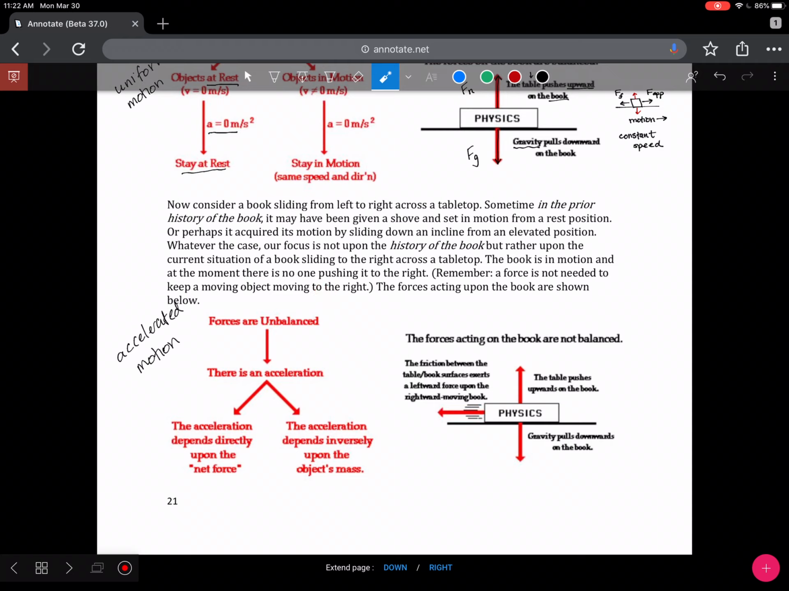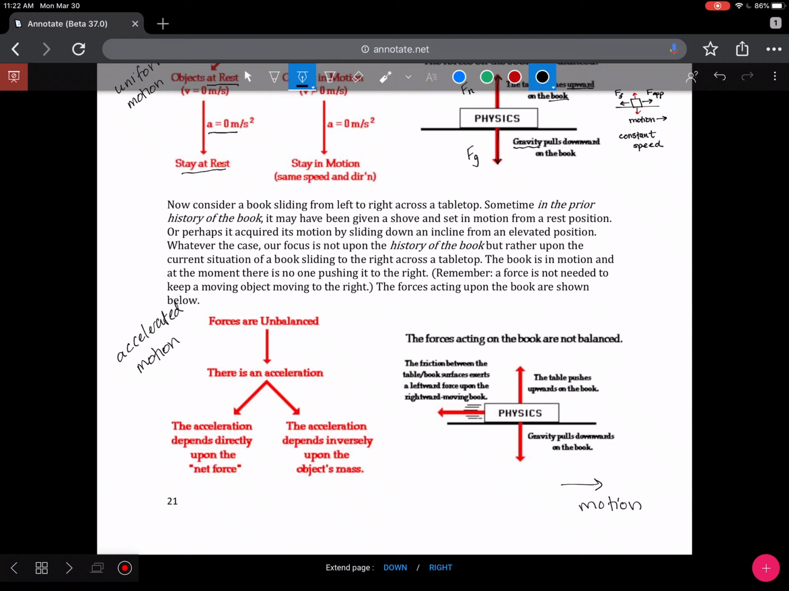Now, because there's friction between the book and the surface, there's actually an unbalanced force to the left. The forces shown in this diagram are here. Up and down, the downward pull of gravity and the upward pull of the table, that's still the same thing. So this physics textbook is not going to be accelerating up or down. It's at rest with respect to the up and down direction. However, horizontally, it's in motion this way because of some prior history of motion.